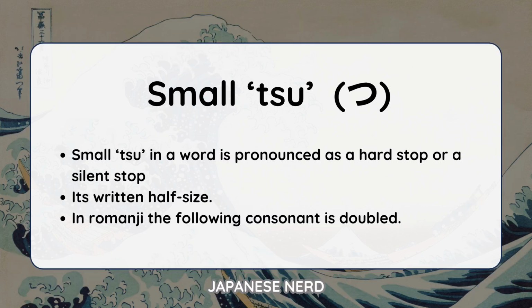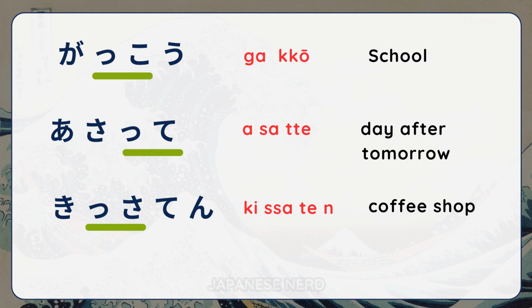The last rule in Japanese character pronunciation includes the small tsu sound. Now this is pronounced as a hard stop or a silent stop. For example, gakkou. We emphasize on the kana which is just after the small tsu. The first example says gakkou, which means school. Asatte, day after tomorrow. Kissaten, which means a coffee shop.